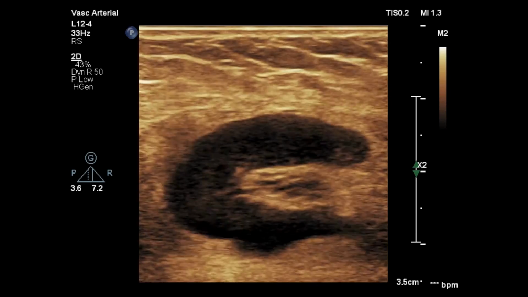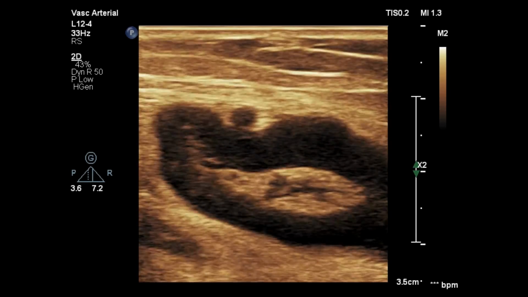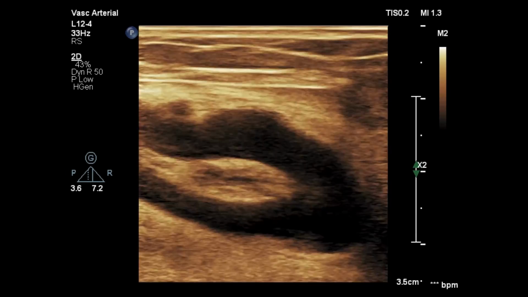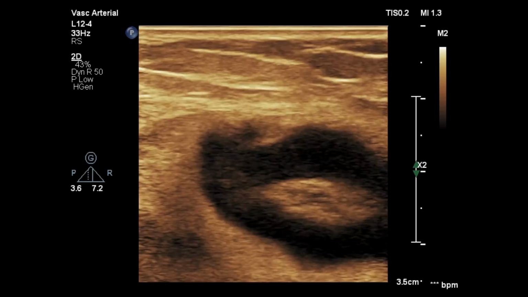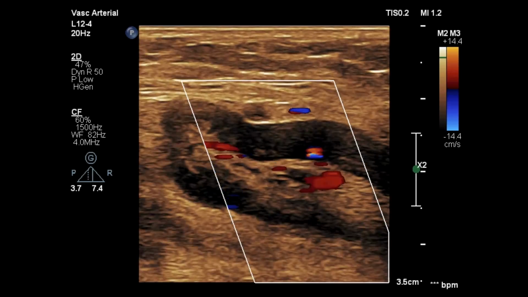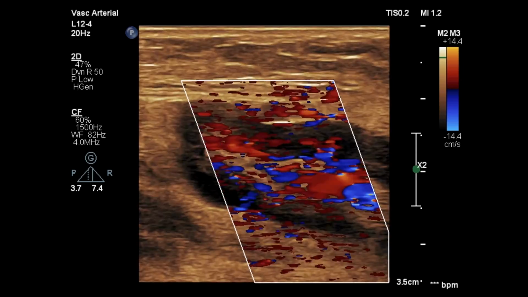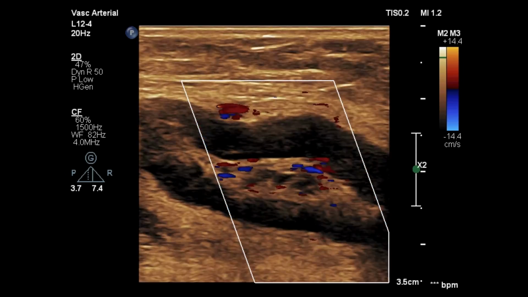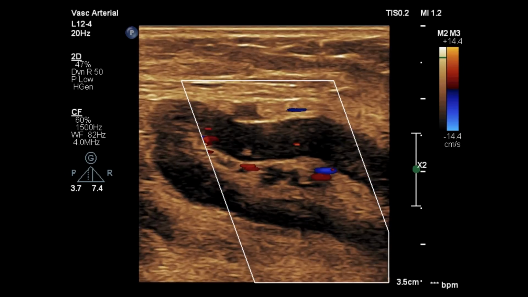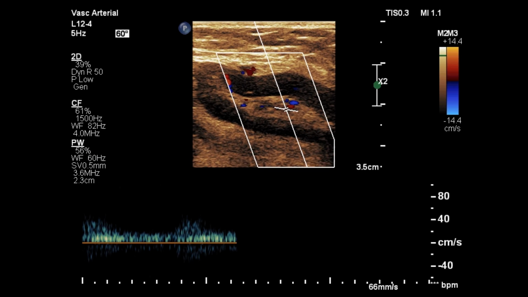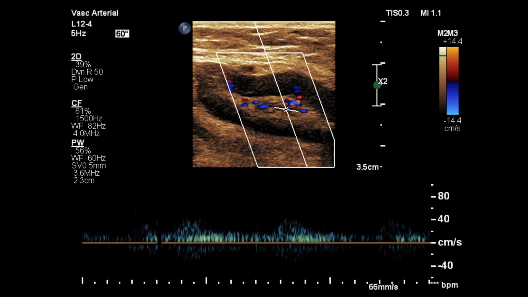Now let's see on real time. So the lymph node is enlarged. You can see the cortex and medulla of the lymph node. On color Doppler, the vascularity is high internally. On spectral Doppler, again we can see a low resistant blood flow pattern.